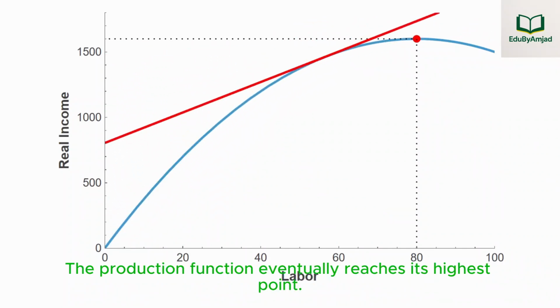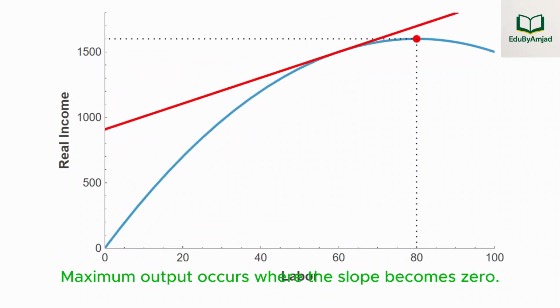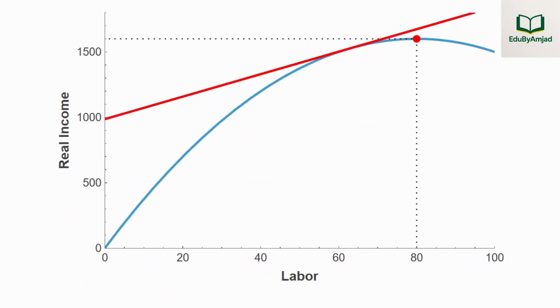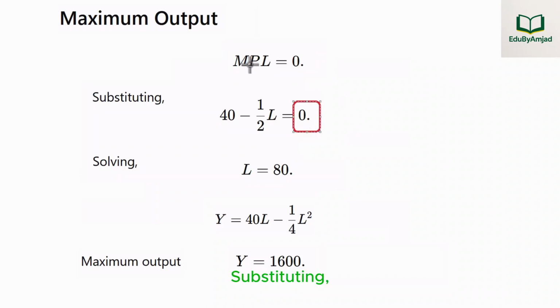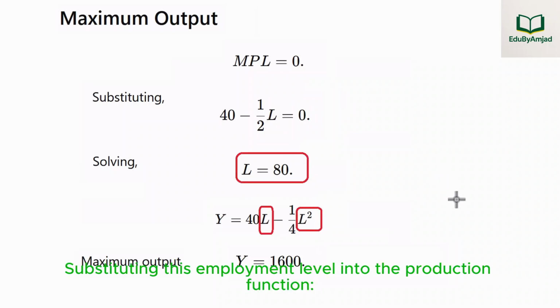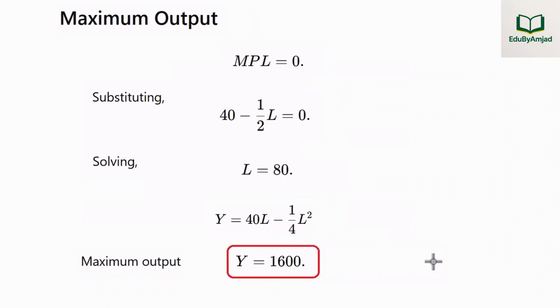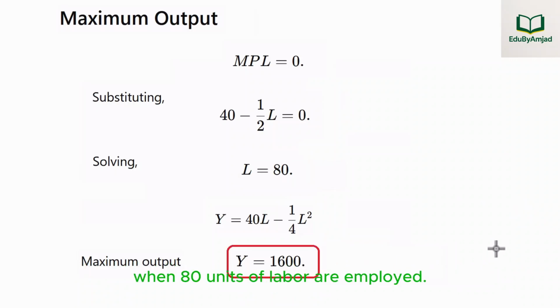The production function eventually reaches its highest point. Maximum output occurs where the slope becomes zero. Therefore, substituting, solving. Substituting this employment level into the production function. Thus, the economy produces its maximum possible output when 80 units of labor are employed.